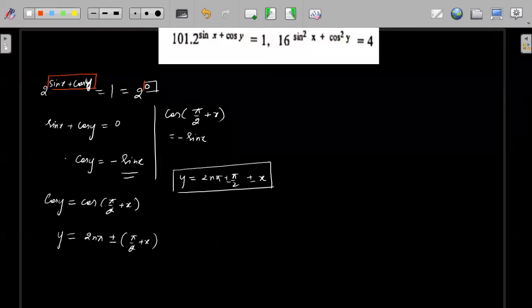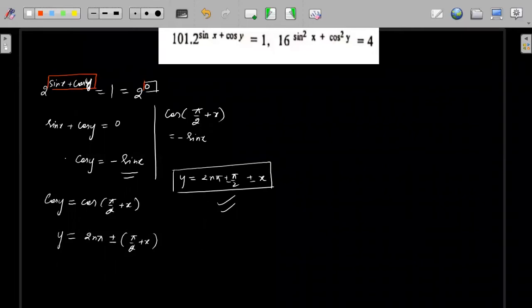Okay, I hope this part is okay for everyone. Fine. No, they have not given that y and x are acute. It won't matter because this is a general solution. We do not worry about acute or not acute for a general solution.